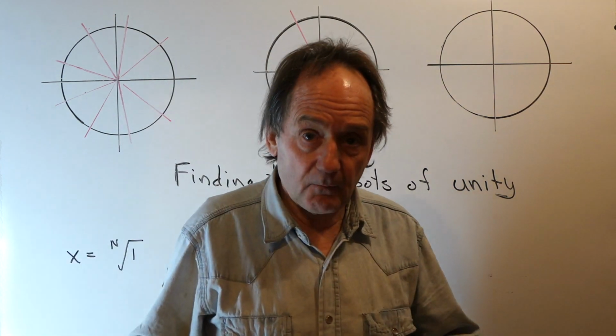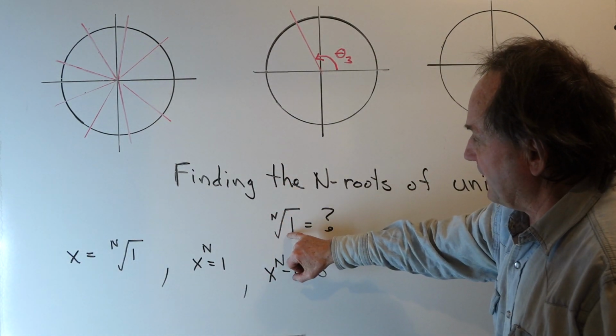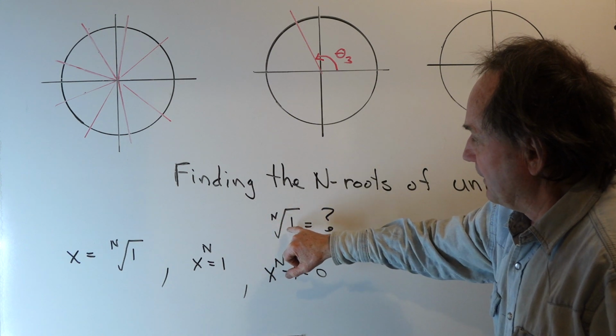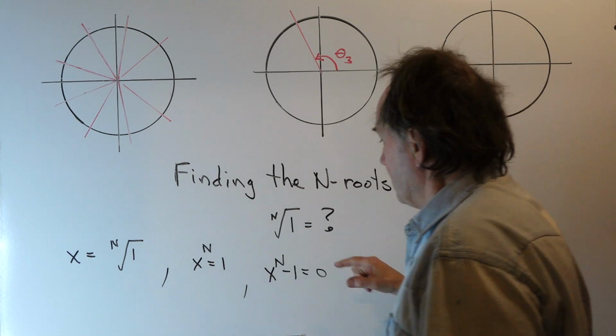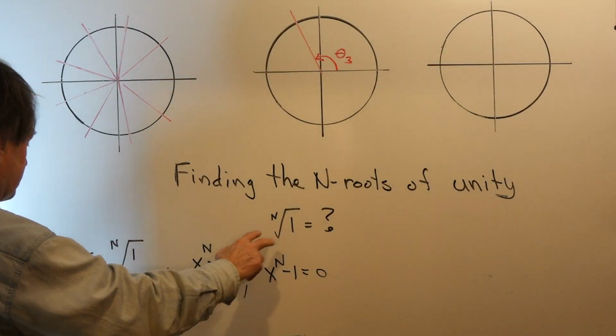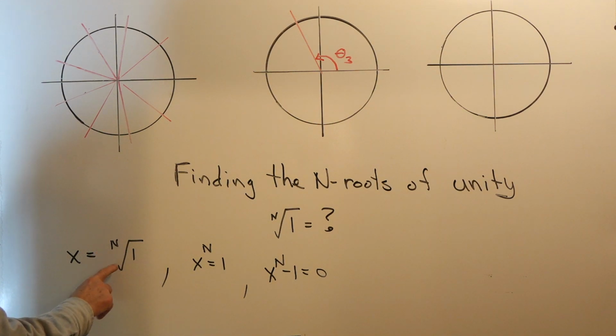Unity being the number 1. We express it this way: the nth root of 1, that's what we're trying to find. We can express this in this fashion: x is going to be the solution to the nth root of 1.